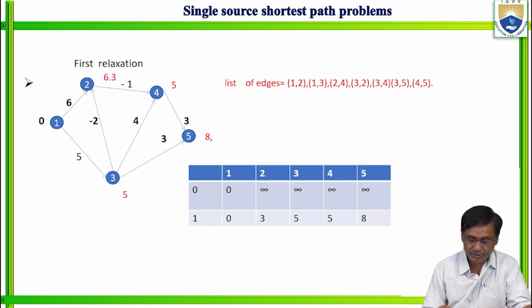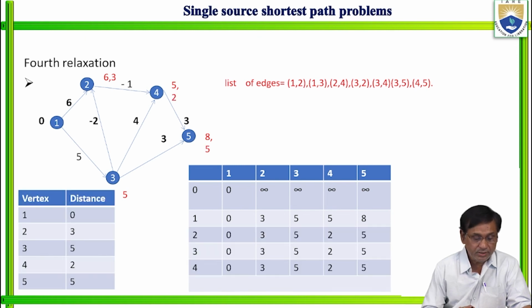In the first iteration, we assumed that 1 is the starting vertex. When it is considered as the starting vertex, the distance of vertex 1 is equal to 0, and all other vertices are infinity. Next we proceed to the first relaxation. In the first relaxation, the values are changed to 0 3 5 5 8.